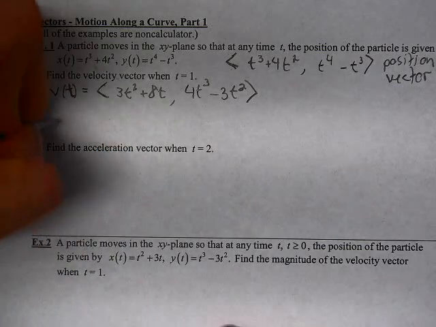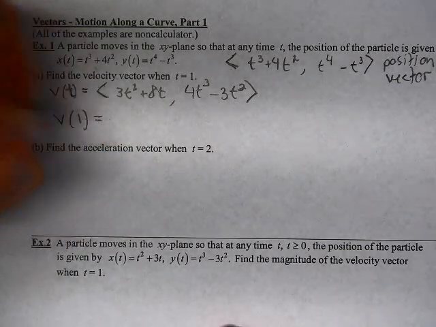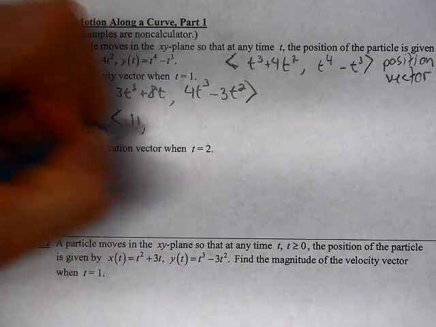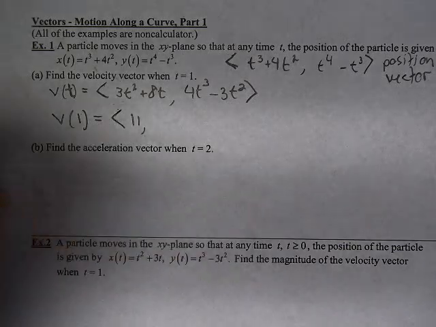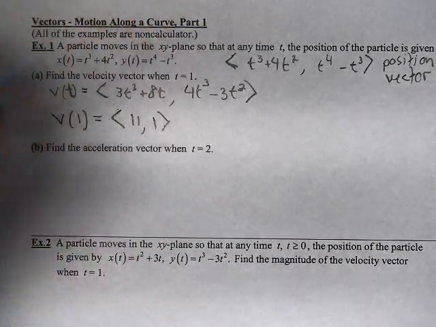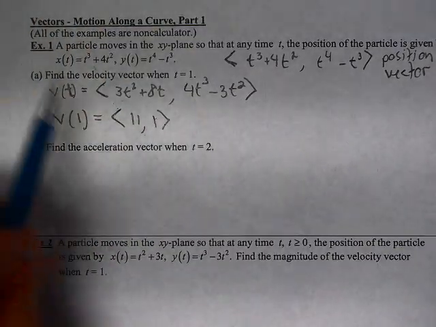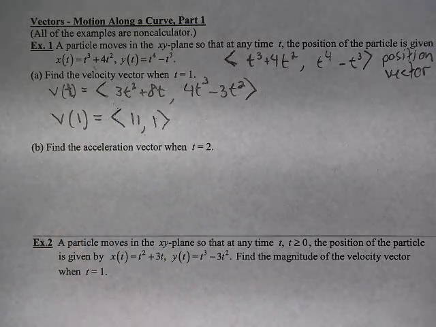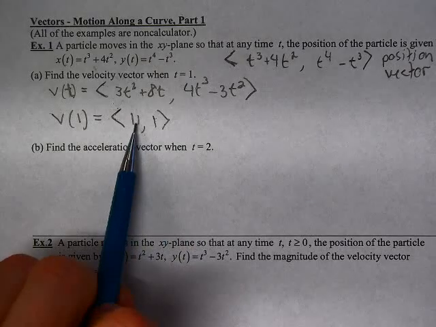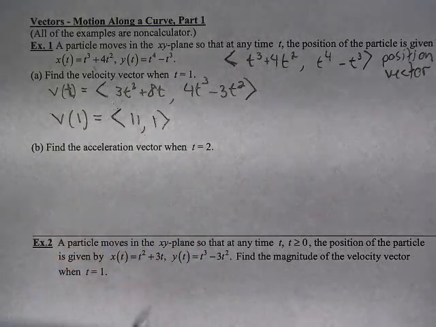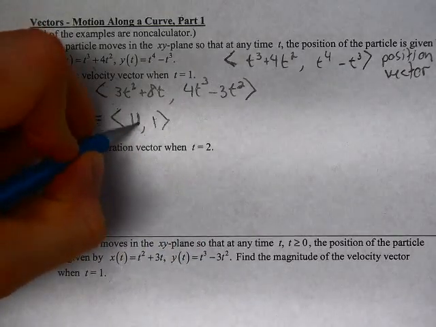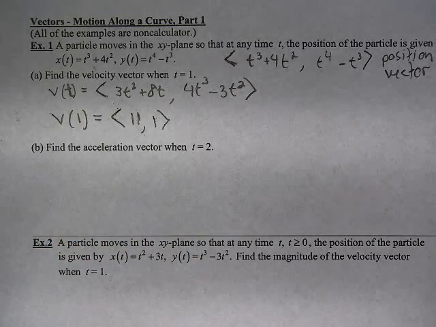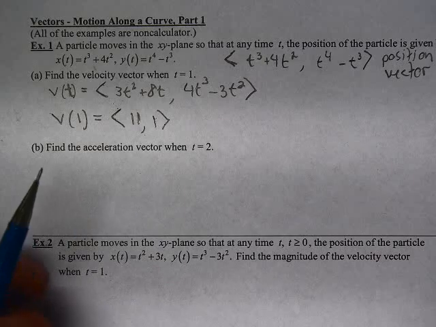And then if we plug a 1 in, now I have v of 1. So the velocity vector when t is equal to 1 is <11, 1>. So we have a velocity of 11 units per time, whatever the time unit is, in the horizontal direction, and 1 unit per unit of time in the vertical.